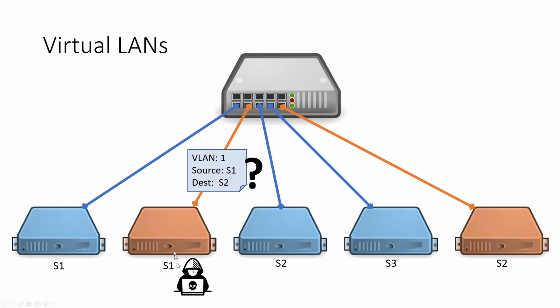So this malicious application didn't actually succeed in sending a packet to server S2 on the blue VLAN because the switch is in the middle and the switch dropped the packet. So again, this is an example of isolation between the 2 virtual networks.